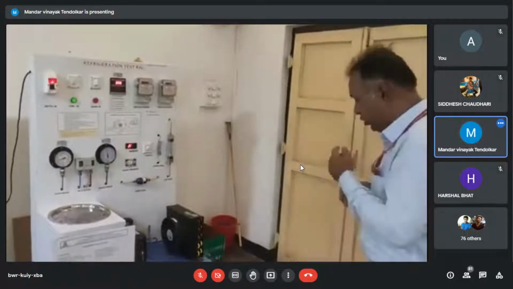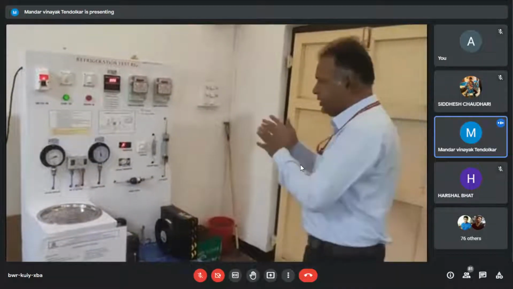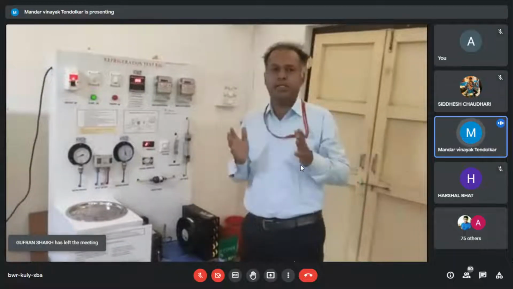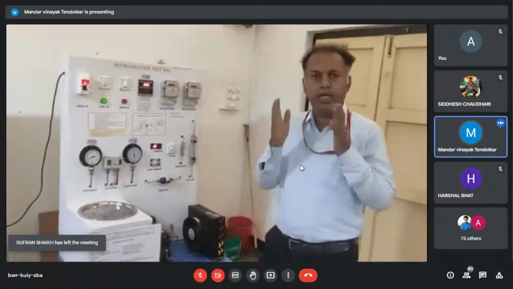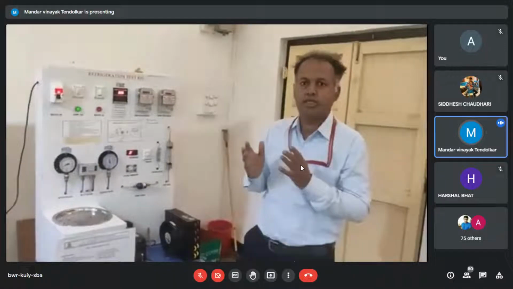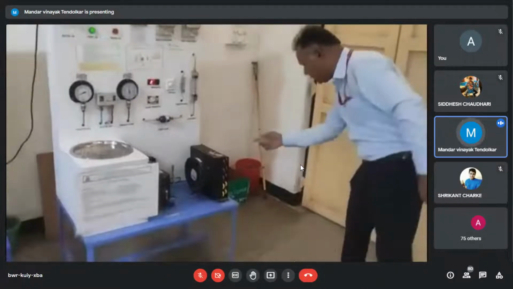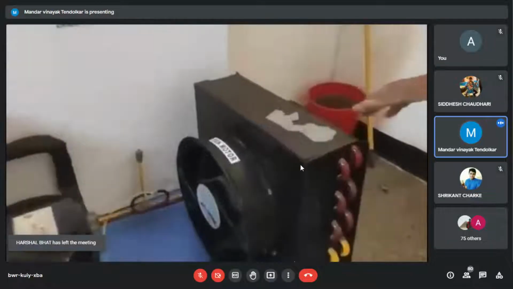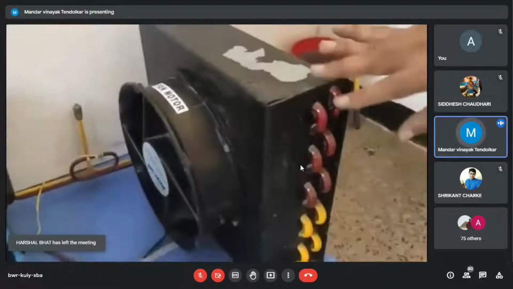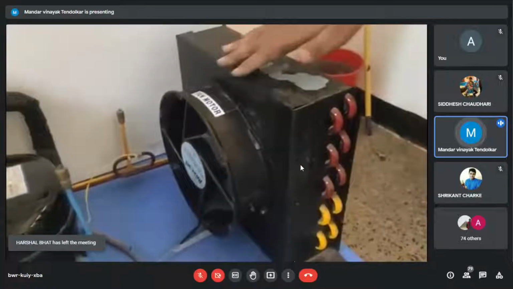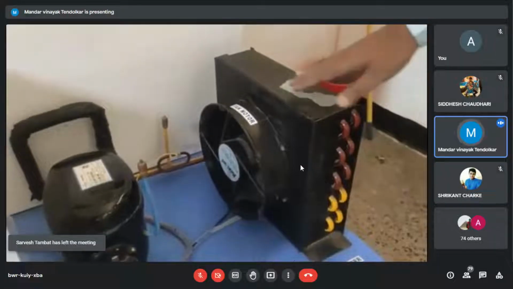So where is the condenser? This is a low capacity system, and the condenser would be an air-cooled condenser. It won't be a water-cooled condenser as in the larger setup. So where is the air-cooled condenser? Look at this setup. You see over here that this is a condenser. There are some coils, and you see some fan. The fan is to increase the heat transfer coefficient.